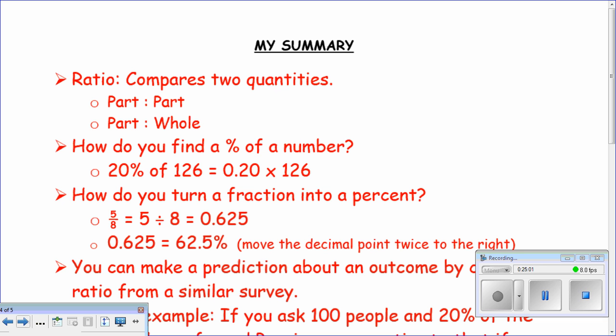How do you turn a fraction into a percent? If we have a fraction of 5/8, the 5 is our part, and the 8 is our whole, our total. So we can simply divide 5 by 8 to give us 62.5%. And you can make a prediction about an outcome by comparing ratios from a similar survey, which is what we did in part B. We looked at some predictions and statements, and figured out whether they were true or not.